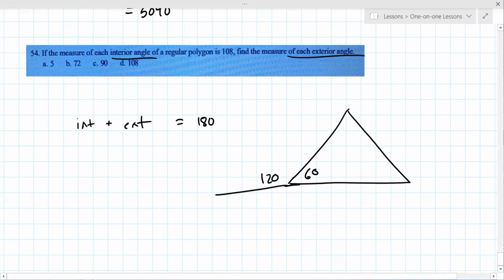Which of these adds to 108 to get to 180? You can see that the answer is 72. There's not much more to say for that. 56. 56 is a definition.